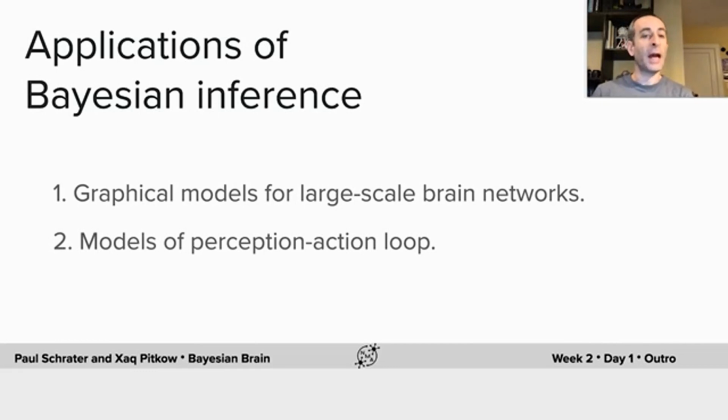Next, we're going to turn to applications of Bayesian inference. We'll use those graphical models that we just talked about to think about large-scale brain networks and models of how an animal would act in the world using the perception-action loop.